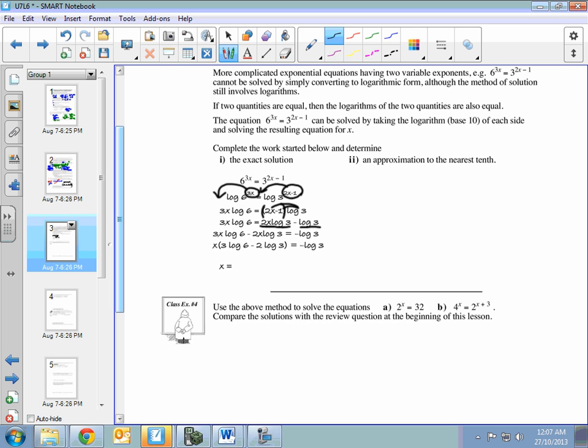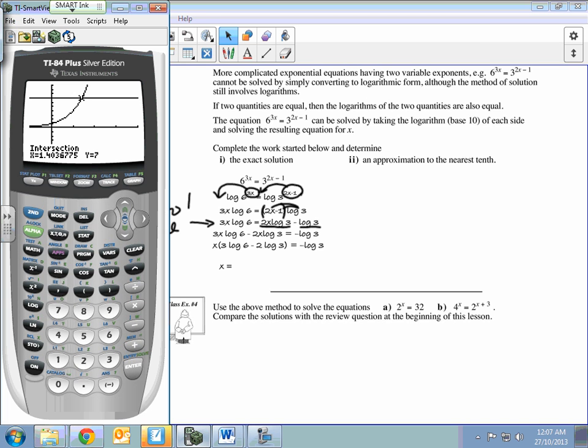The reason why we did this step right here is to get x's to one side. So if I get all the x's to one side and all my numbers to the other side, this is how I solve for x. Because I have 3x log 6 minus 2x log 3, I can factor out x. So if I factor out that x, I'm left with 3 log 6 minus 2 log 3. So I know that I can solve 3 log 6 minus 2 log 3 because I can put that right into my calculator.